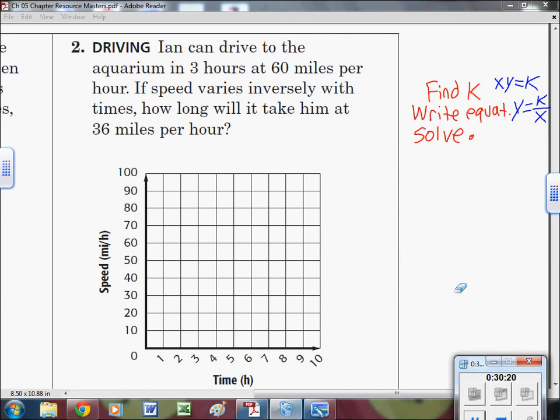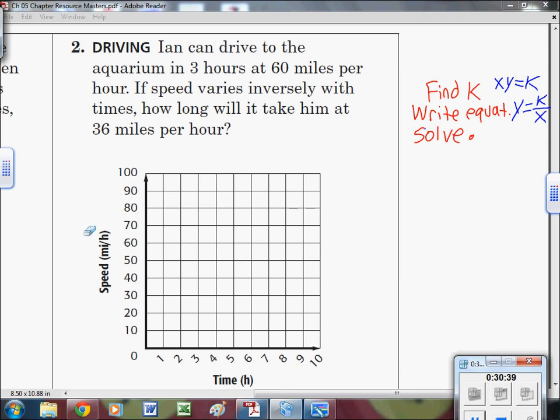Meaning how much time? And think about it, 36 miles per hour. That's slower than 60 miles per hour. So intuitively, you already know if he goes slower, it's going to take him a lot longer to get there. And so we're going to go ahead and graph this situation and then answer the question specifically at 36 miles per hour. How long will it take him?